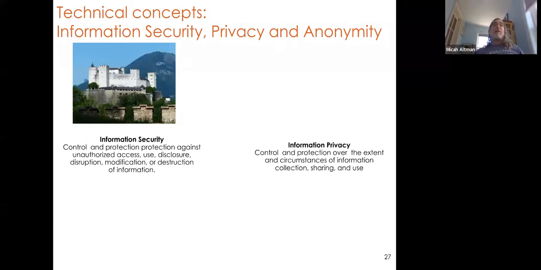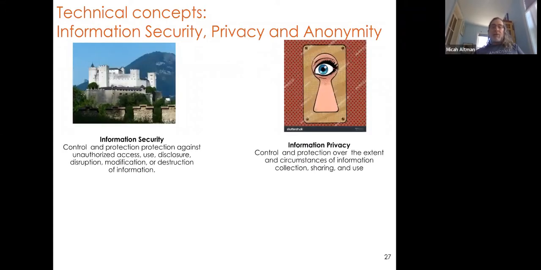If they hack into it, it is also probably a privacy violation, because privacy involves the control and protection over the extent and circumstances of collection, sharing, and use. Someone breaks into your information castle and burns it all down, it's a security violation, but it's not a privacy violation.